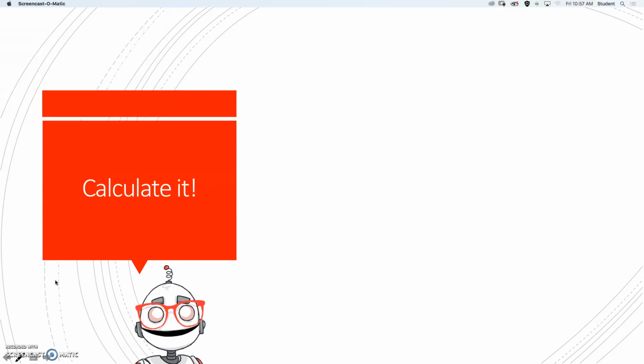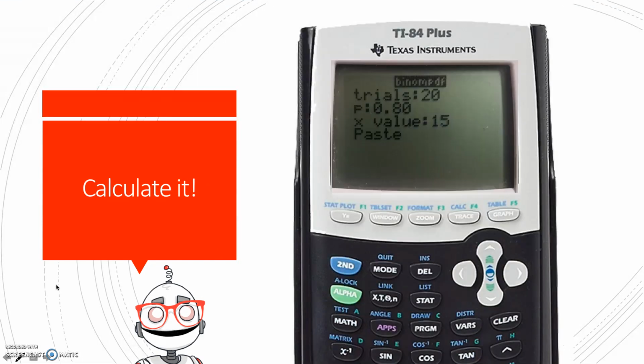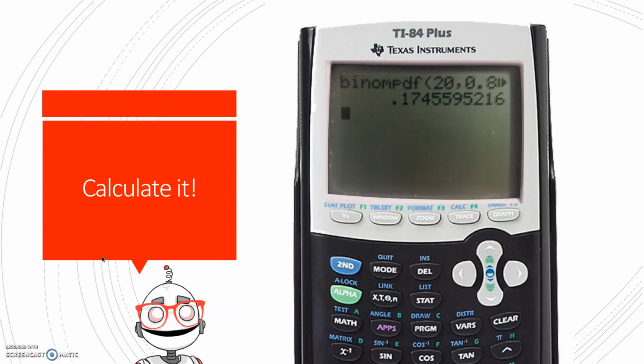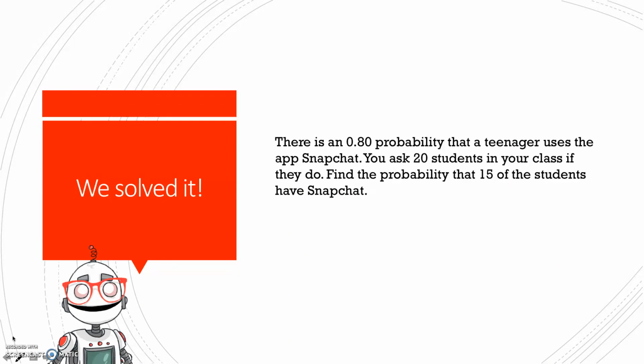Going through the steps again, we're going to get our calculator out, go to second, distribution, and go down to binomial PDF. We're going to enter the number of trials, which was 20, 80% or 0.80 for our probability, and 15 for our x value. We get this screen, and then we hit enter, and this will be our answer. We solved it. Our answer is 0.17456 if we round it.